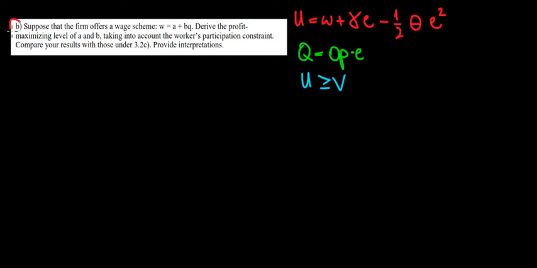Let's start working on part B now. Suppose that the firm offers this wage where we have a fixed salary and a bonus based on production. What's going to be the optimal level of A and B? Okay, so what happens here?